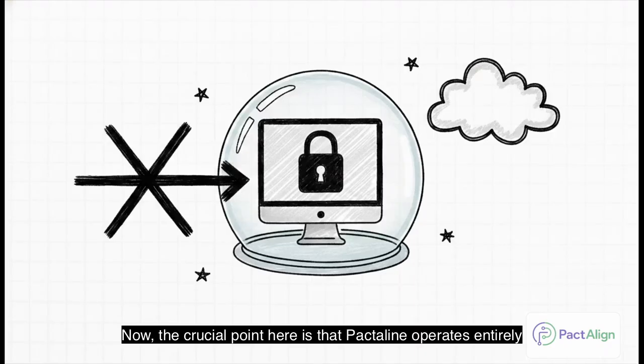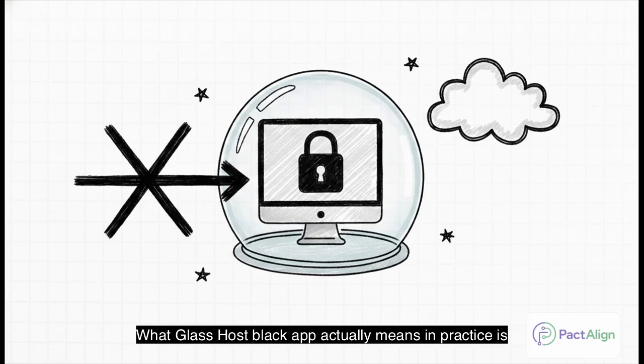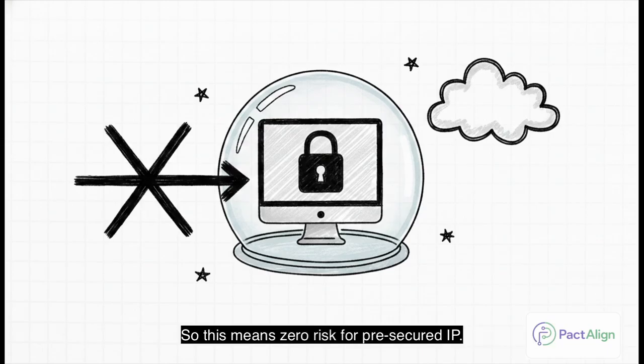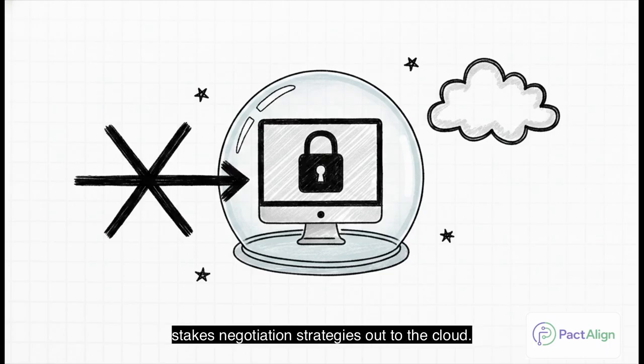Now, the crucial point here is that PactAlign operates entirely within an air-gapped local environment to safeguard those unpatented discoveries. What glass-host black-box actually means in practice is that the institution's IT department keeps full ownership, visibility, and administrative control over the host hardware, while the proprietary software operates securely inside a localized container. So this means zero risk for pre-secured IP. The system literally runs locally, often on something as simple as a Mac Mini, without ever sending your sensitive, high-stakes negotiation strategies out to the cloud.